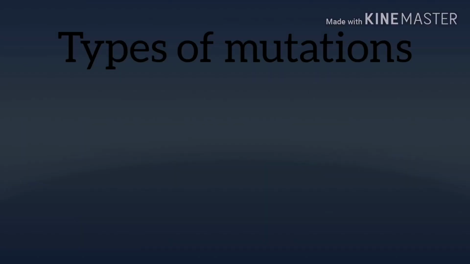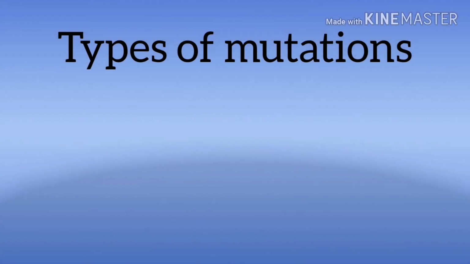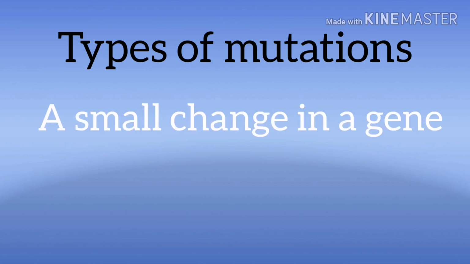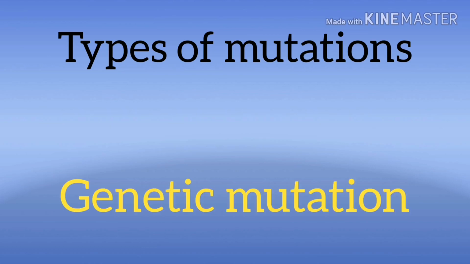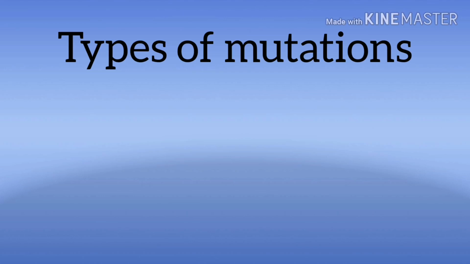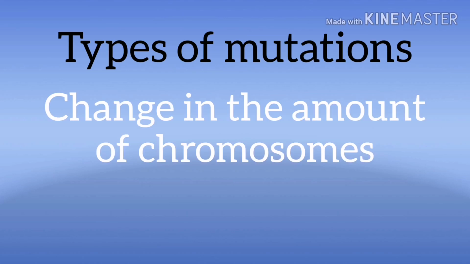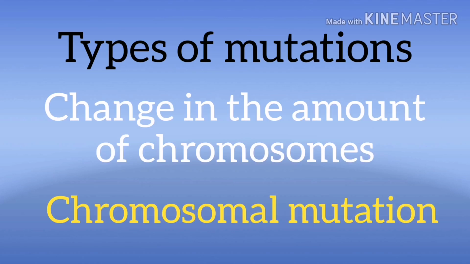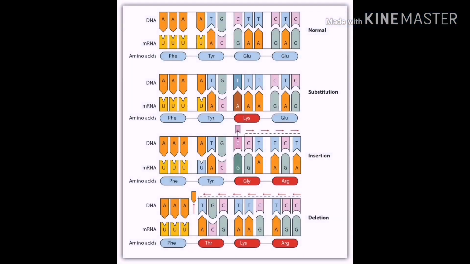Now, mutations can either be small, like I said, where there's just a change in some of the base pairs on a gene. That's what we call a genetic mutation. Or it could be a major difference or change in the amount of chromosomes, and that's what we call a chromosomal mutation.